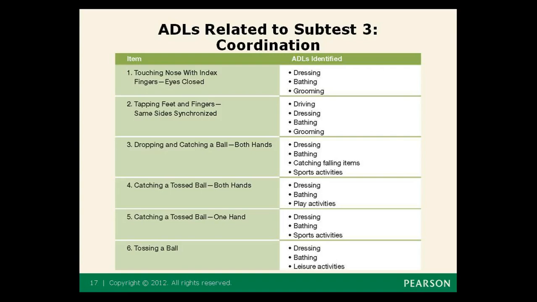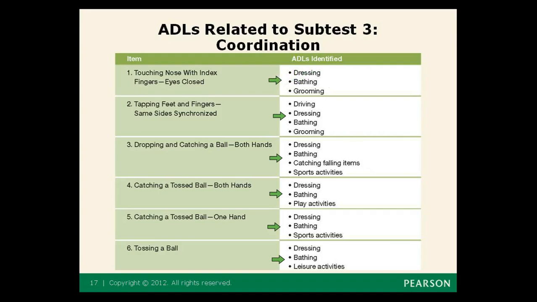With coordination, we're looking again at the ability to dress, bathe, and groom. We add driving to tapping feet and fingers. Of course, that really makes a lot of sense. Looking at catching falling items or sports activities with catching a ball, play activities again, sports activities, leisure activities with tossing a ball. So each of the coordination subtests involve specific skills that are related to the ADLs listed right there.